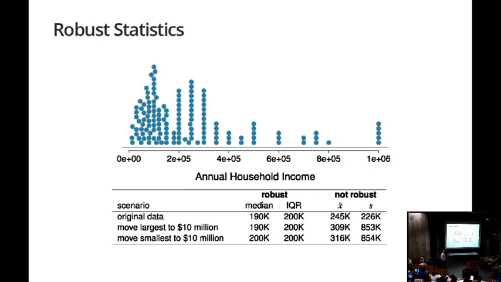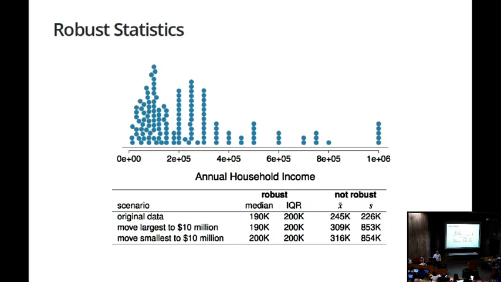The word for this in statistics is we say that the median is robust. That means it's resistant. It resists being pulled around by outliers, and so it is robust. It is a robust estimator. The mean is decidedly not a robust estimator, and neither is the standard deviation. The IQR is also robust.